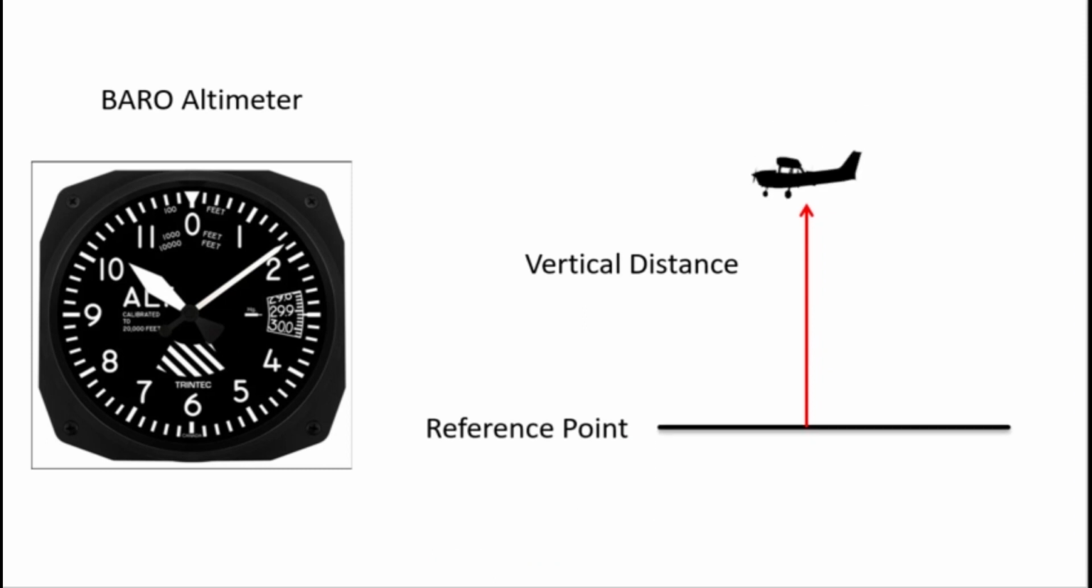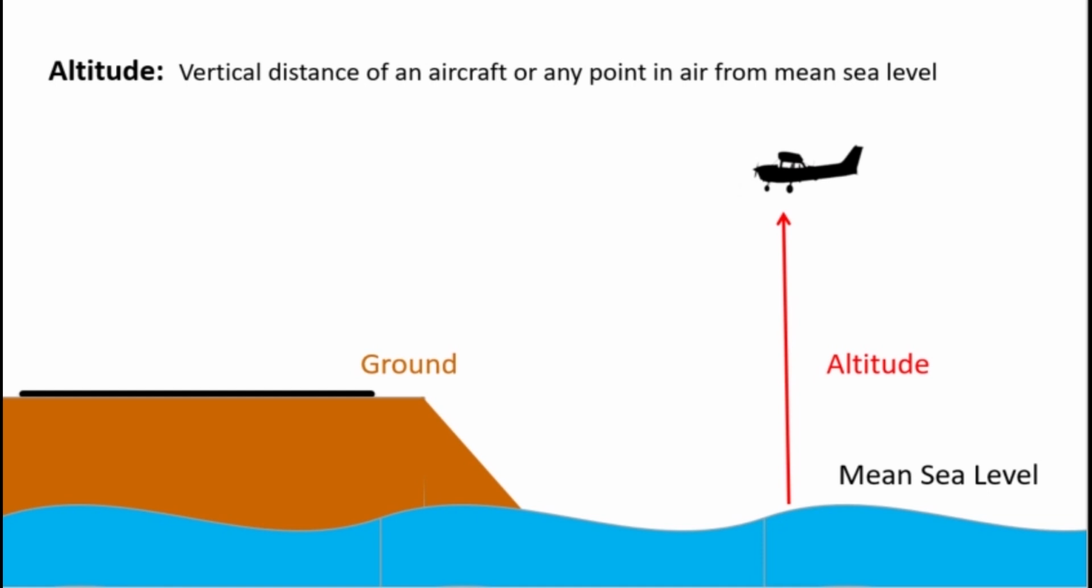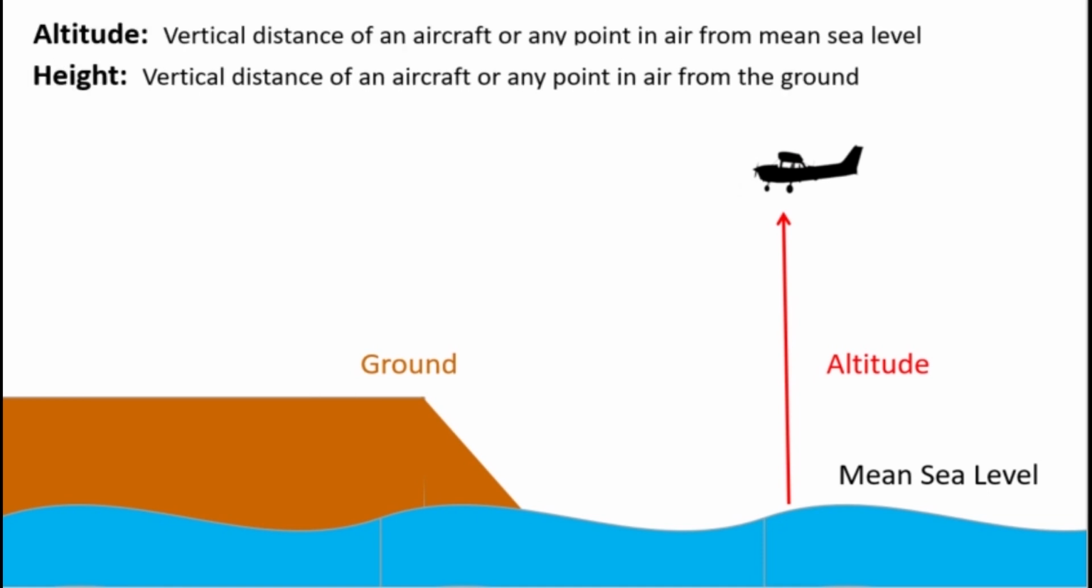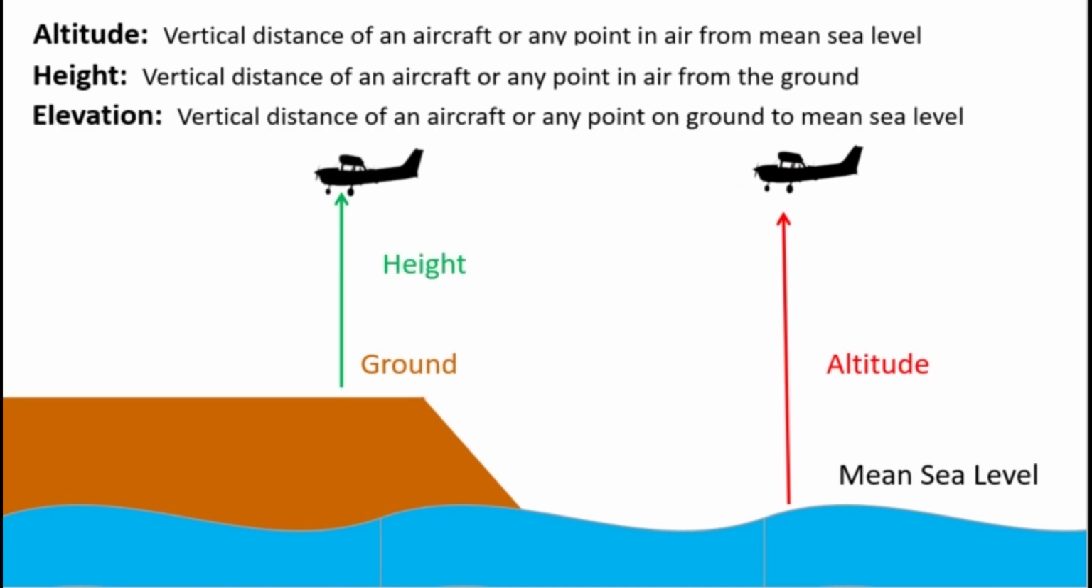It is used to measure the vertical distance of an aircraft from a reference point. That vertical distance is then represented as altitude or height of an aircraft depending upon the reference level we use. First, we will understand the difference between altitude and height. Altitude is the vertical distance of an aircraft or any point in air from mean sea level. Height is the vertical distance of an aircraft or any point in air from the ground, whereas elevation is the vertical distance of any point on ground to mean sea level.